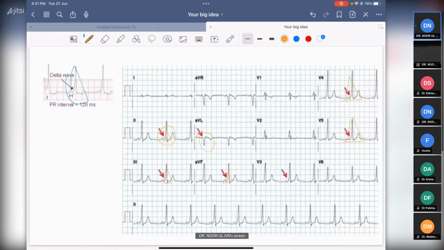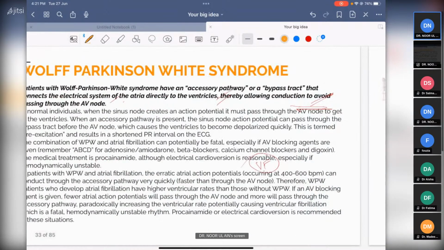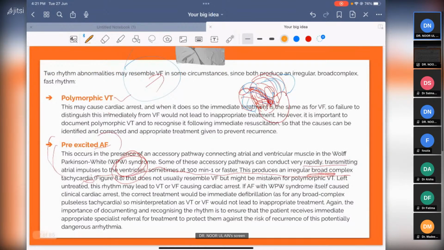I know थोड़ा सा इतना clear नहीं है. I'll speak about it again. उसकी tension मत लें. But delta waves are representative of your Wolf Parkinson White syndrome, which is an AF causing a VF, which resembles a VF. An AF causing a ventricular tachycardia that resembles a VF. यही कहना है, ठीक है? Right?